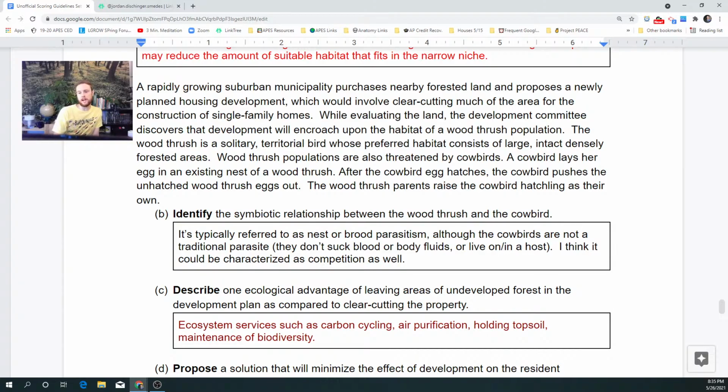This is really specific. I don't think they expect you to say nest or brood parasitism, but it is actually parasitism because they are using the other organism as a resource. And the resource they're using is the nest and the body heat of that organism. So it is parasitism. That's a really hard question.